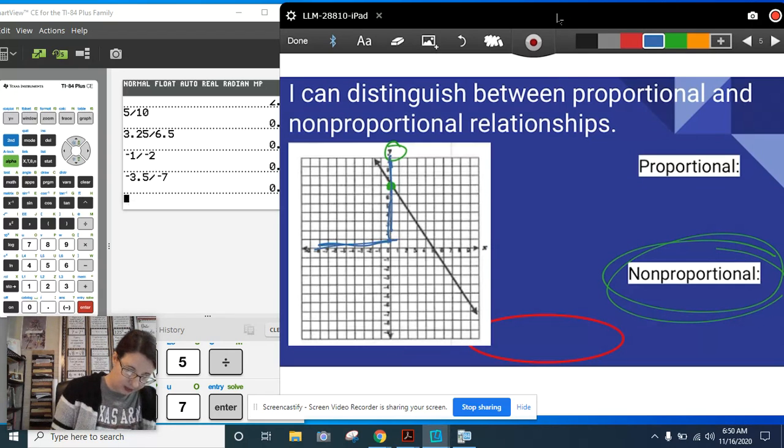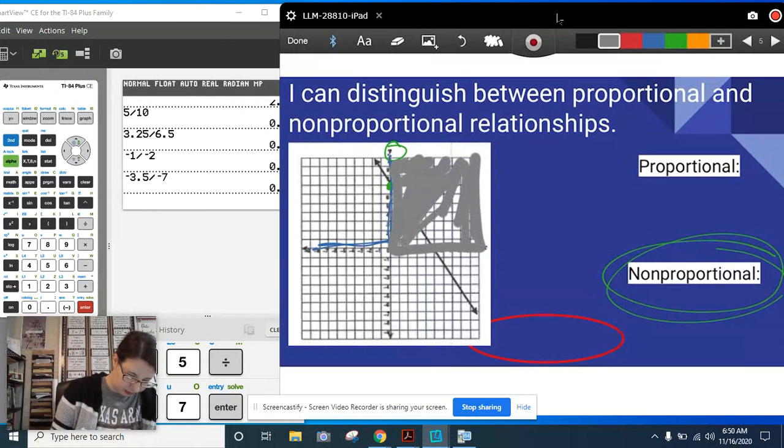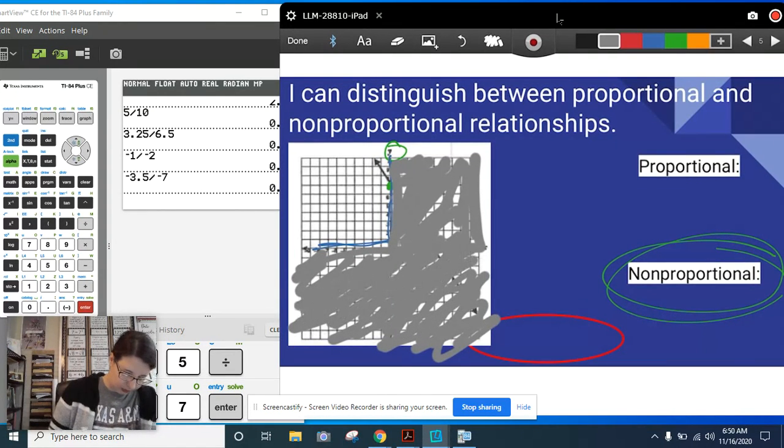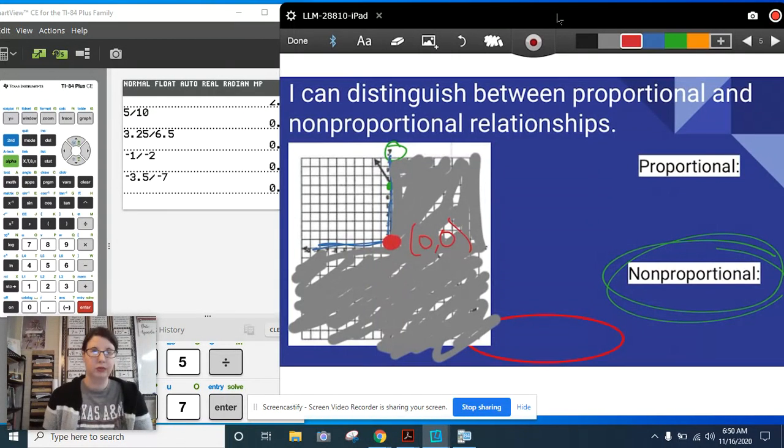We're not seeing any of this other portion of the graph. You can't see any of this. Is it going to change what I'm looking for if I can't see any of this? No, it shouldn't, because when I'm looking at this, I still know that this is (0, 0), right? If my line doesn't go through (0, 0), then it is a non-proportional relationship. Okay? It shouldn't matter which quadrant of the graph you see.